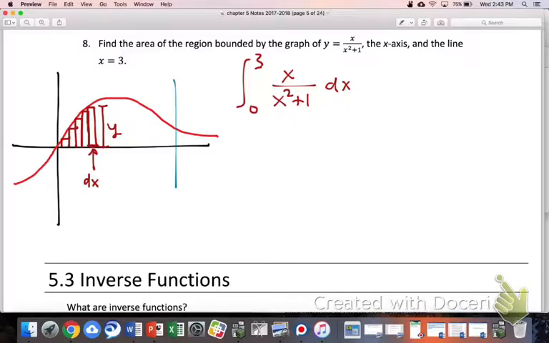Okay. Did anybody take this any further? Take it all the way through to the end? Yes. Does this end up being natural log? Yes. It does. Here's how I would do this. I would ask myself, what is the derivative of the denominator?